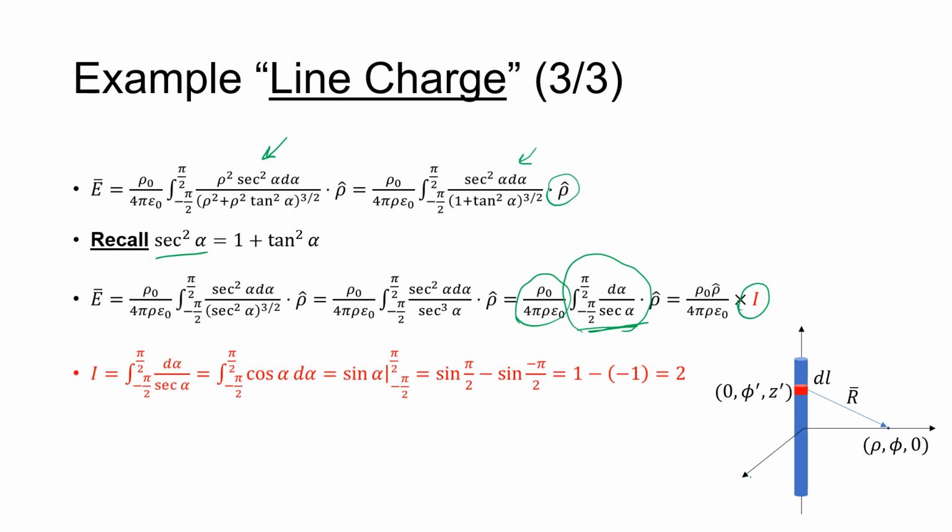And if we calculate this one, simply secant alpha is equal to 1 over cosine alpha. So simplifying more is very easy, a very easy integration. You are left with sine alpha from minus pi over 2 to pi over 2. And this reduces to simply 2 after mathematical manipulation. So finally, we use this value and multiply it by the field constant, and we have reached our result here.